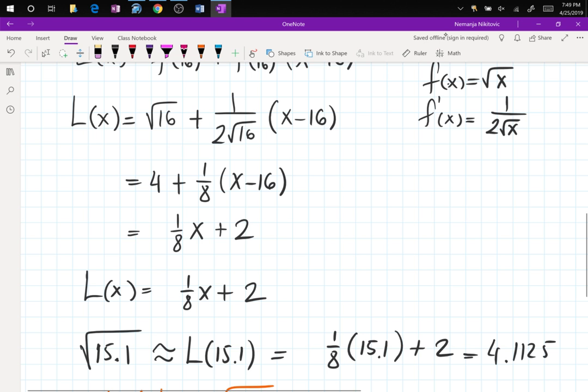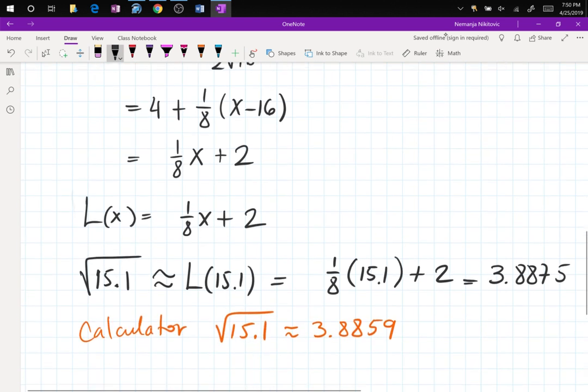So 15.1 divided by 8 plus 2. Holy nightmare, there we go. 3.8875 in comparison to 3.8859. So you even got the cents, okay. And we haven't computed anything using the root.